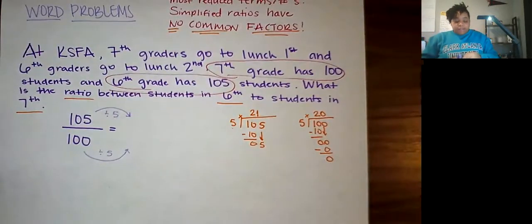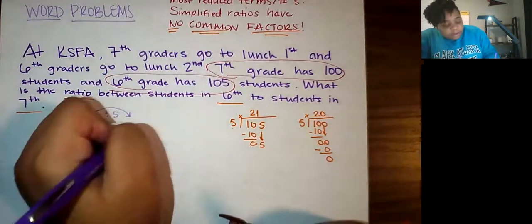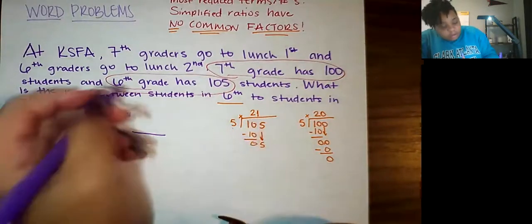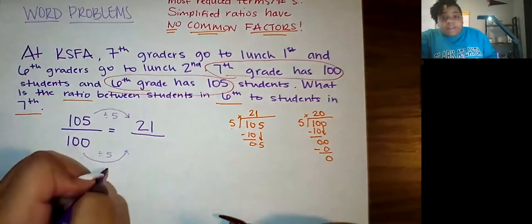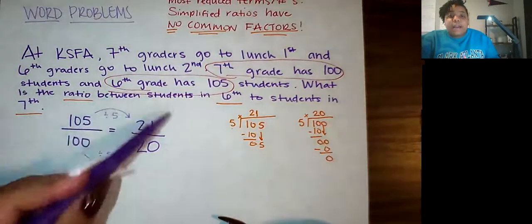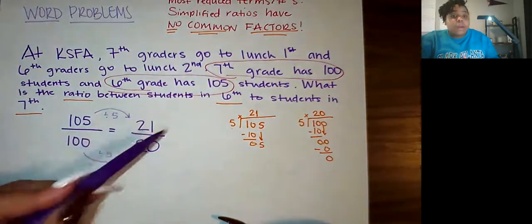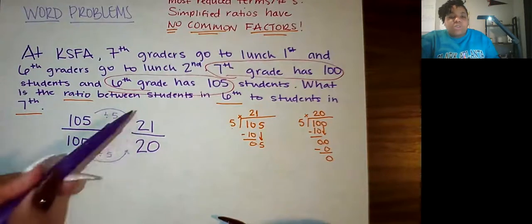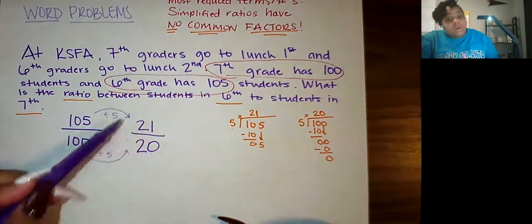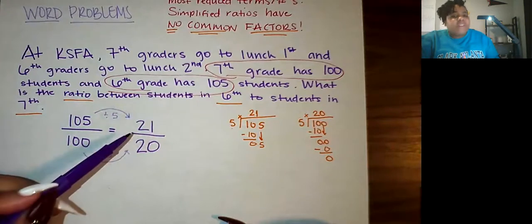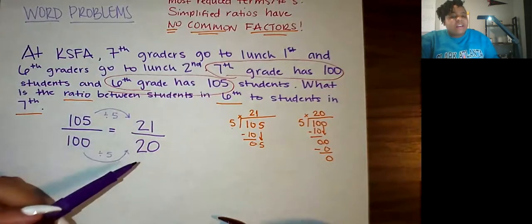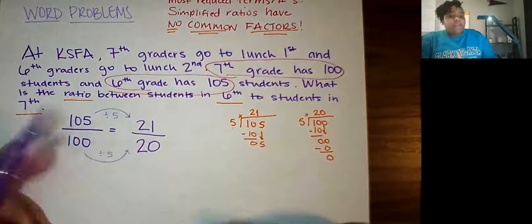All right, so now that I've done the division, I want to write out my work. 105 divided by 5 gave me 21. And 100 divided by 5 gave me 20. So now I need to see, are there any common factors between 21 and 20? Well, 21 is not even, so it can't be 2. 20 is not divisible by 3. 21 is not divisible by 4 or 5. 20 is not divisible by 7. I think I'm good here. I think these 21 and 20 have no common factors.